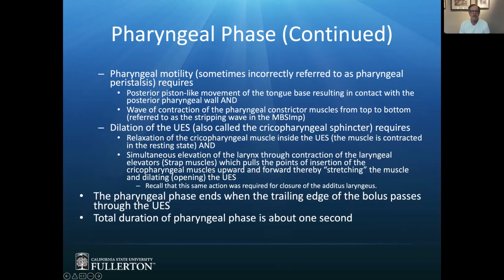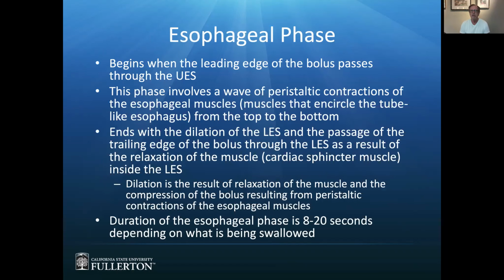All right, then the pharyngeal phase ends when the trailing edge of the bolus passes through the UES, that I've already said, and the total time is about 1 second. Now we come to the esophageal phase. When does that start? It starts when the leading edge of the bolus passes through the UES. So again, we've got overlap between the esophageal phase and the pharyngeal phase. Oral phase at this point should be done. So that's not overlapping with this, but you do have overlap.